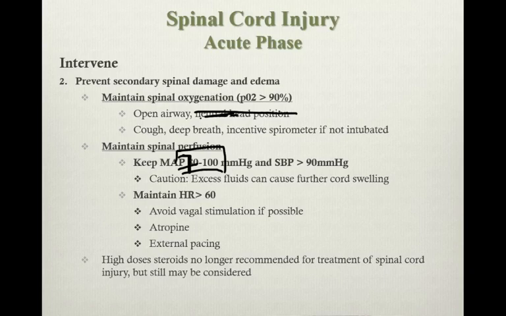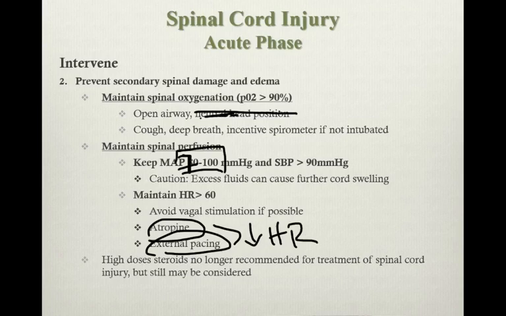If your heart rate is dropping or your blood pressure is dropping from neurogenic shock, then the treatments are going to be atropine or external pacing for a decreased heart rate. So that's whether it is because of neurogenic shock or just in general. If you have a decreased heart rate from neurogenic shock, why would you not give epi? Any thoughts?